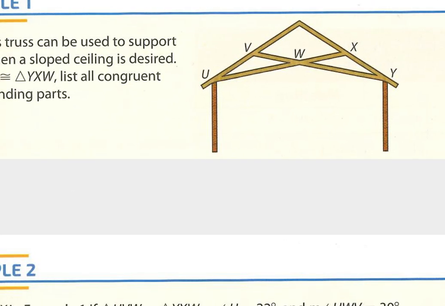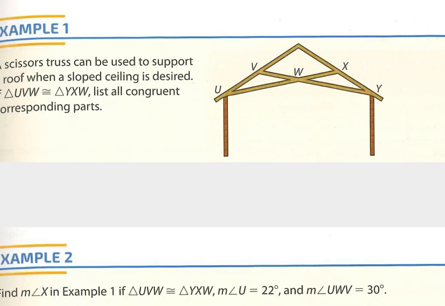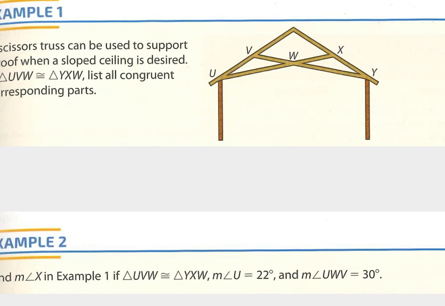I'm going to look at a couple of these examples, which are more or less looking at the congruent parts. And then we're going to do one that has more of a solving that's not in your book, but there are homework problems that go along with it. So, example 1 says, a scissors truss can be used to support a roof when a sloped ceiling is desired. So that's that little X that's in the middle. If triangle UVW, so look at the order there, UVW is congruent to triangle YXW, list all the congruent corresponding parts.